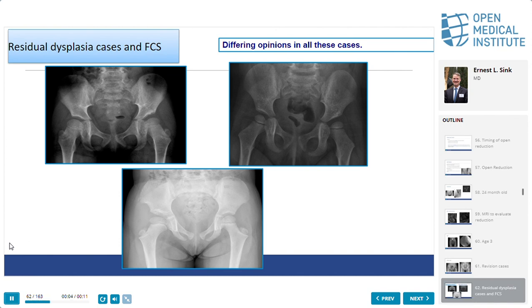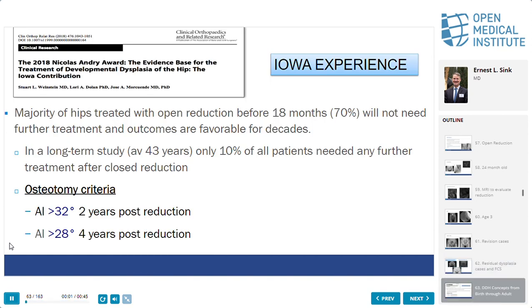Okay, so should we operate on this hip? Should we operate on this hip? There's a lot of subjective variation. Okay, this is actually one of the best studies that shows the majority of hips treated with open reduction before 18 months of age will not need further treatment, and outcomes are favorable for decades. Okay? So get the hip in medial, no other issues, most of them are fine.